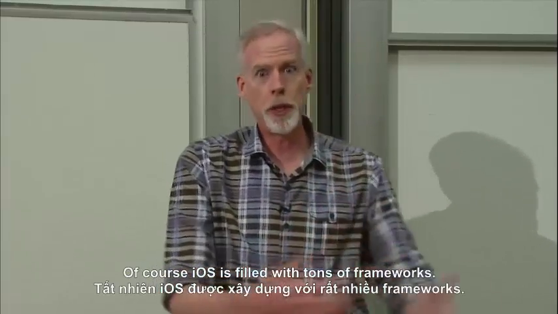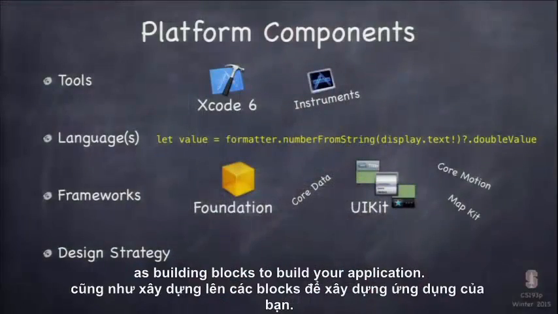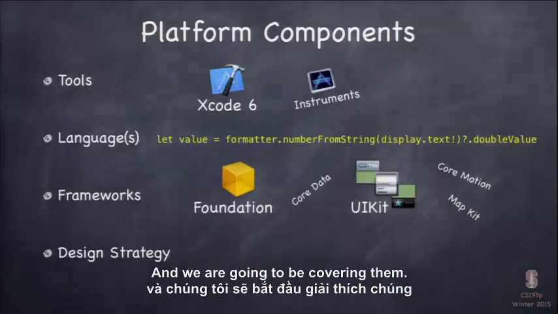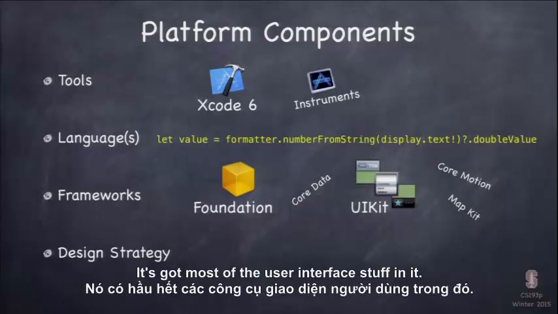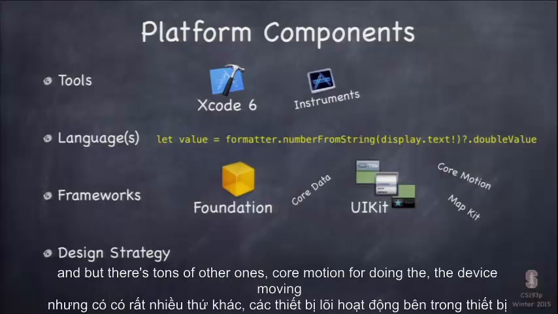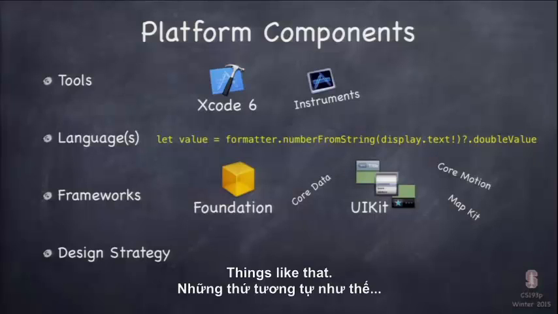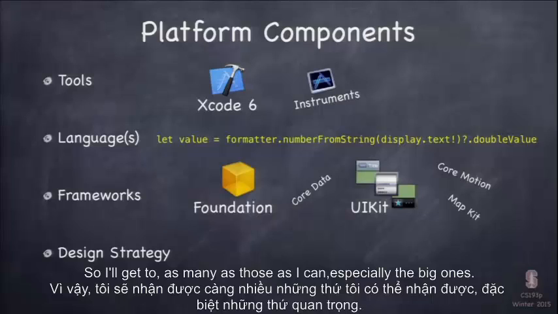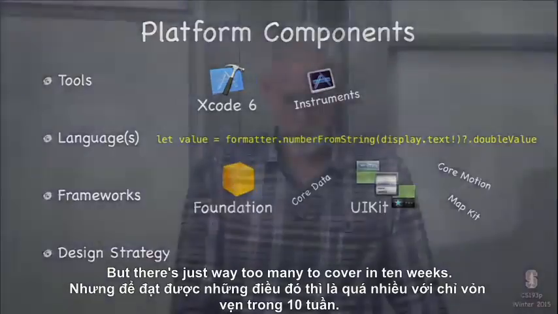Of course, iOS is filled with tons of frameworks. Frameworks are libraries, basically, of objects that you use as building blocks to build your application, and we are going to be covering them. UIKit is the main one. It's got most of the user interface stuff in it. Foundation is that core services layer that I was talking about. But there's tons of other ones. Core Motion for doing the device moving around, gyro and accelerometer. Core Data for object-oriented database, things like that. So I'll get to as many of those as I can, especially the big ones. But there's just way too many to cover in 10 weeks.